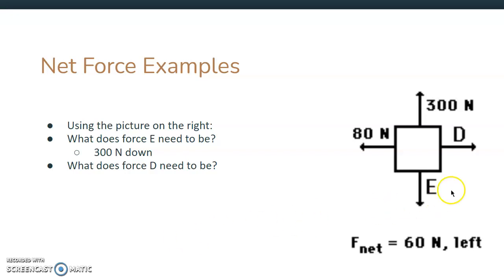So if we figured out that E, of course, has to be equal to our 300, so that was our first one, and then D, if we have 60 going to the left, that means that there's going to be a 20 in our D.